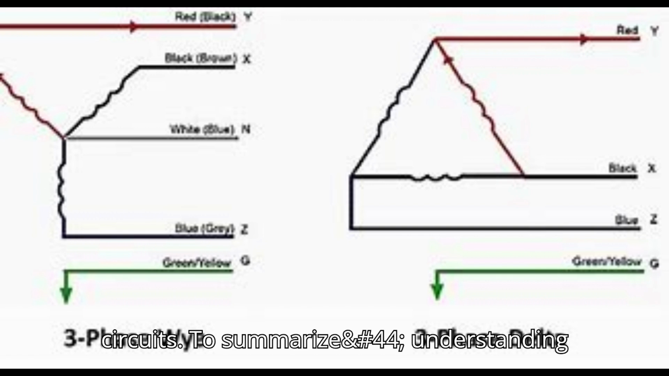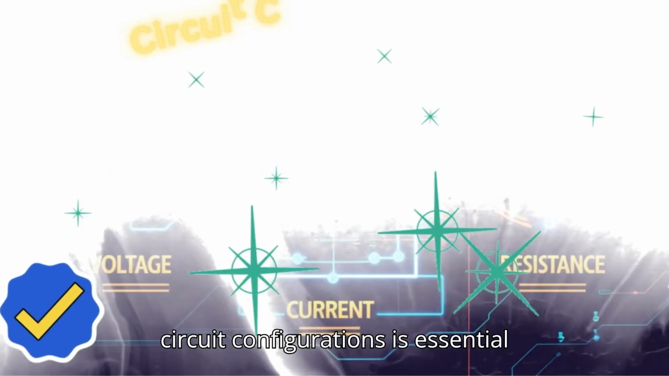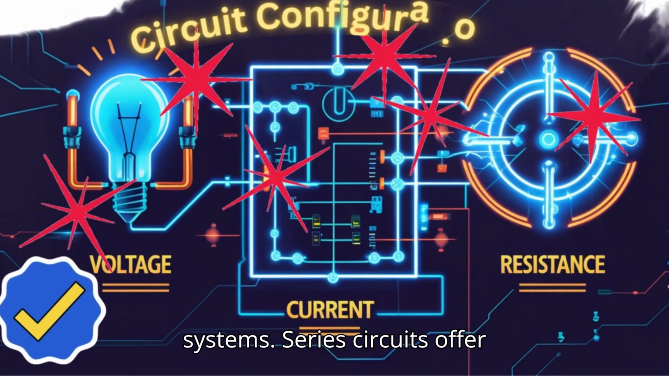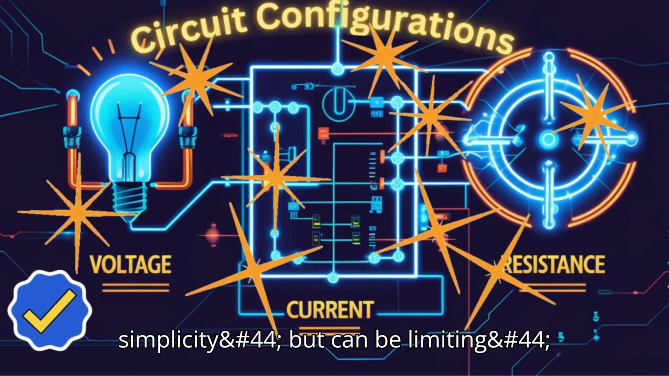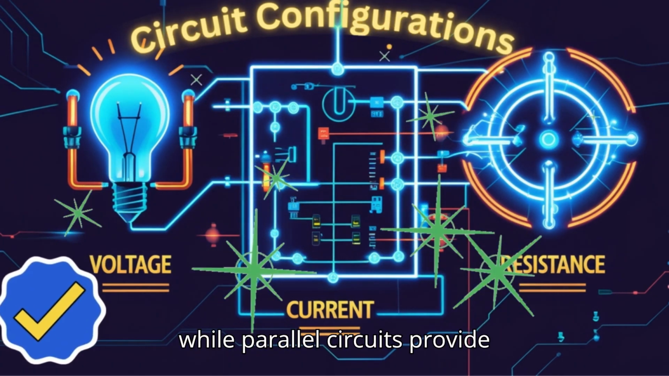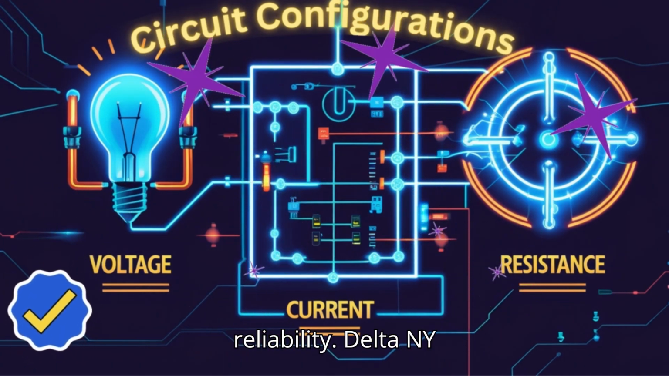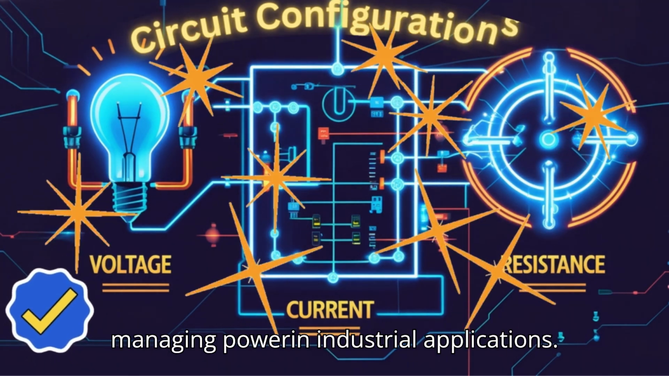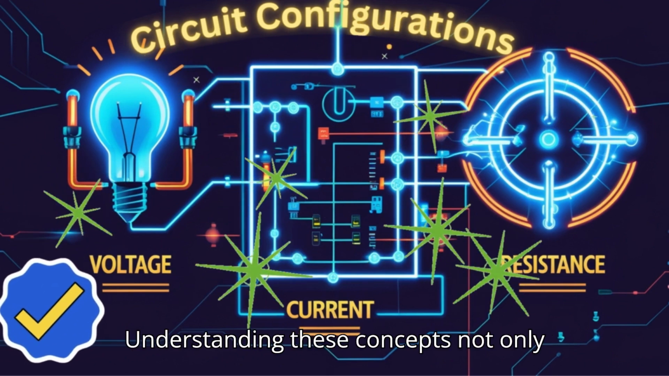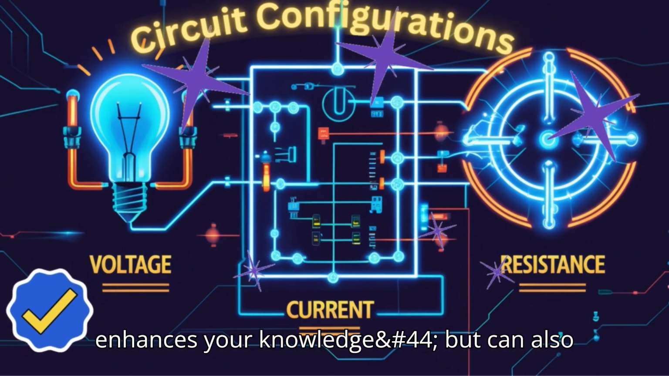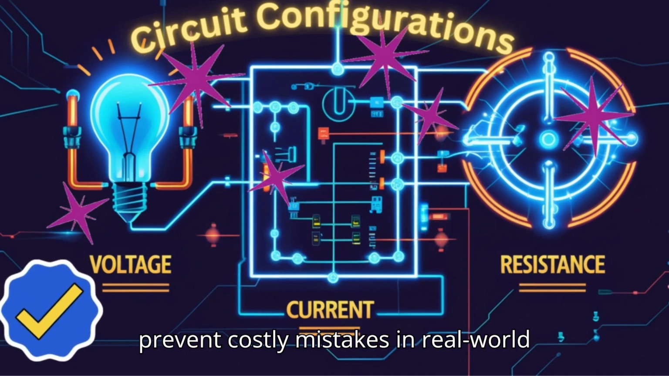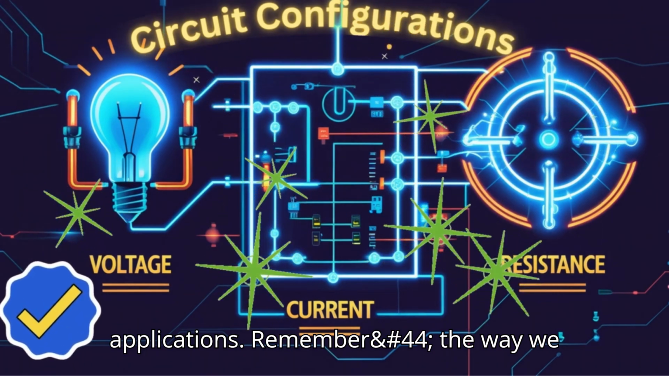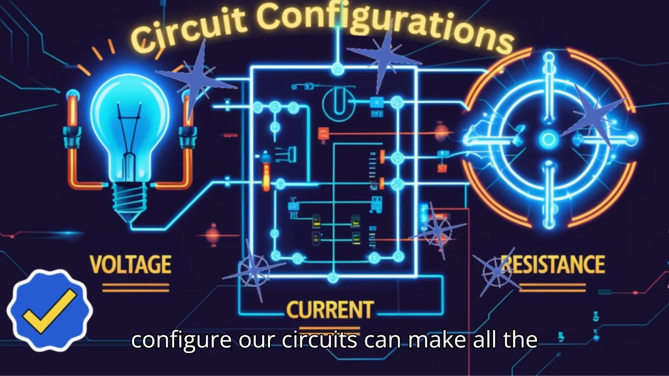To summarize, understanding circuit configurations is essential for anyone dealing with electrical systems. Series circuits offer simplicity, but can be limiting, while parallel circuits provide reliability. Delta and Y configurations play critical roles in managing power in industrial applications. Understanding these concepts not only enhances your knowledge, but can also prevent costly mistakes in real-world applications. Remember, the way we configure our circuits can make all the difference.